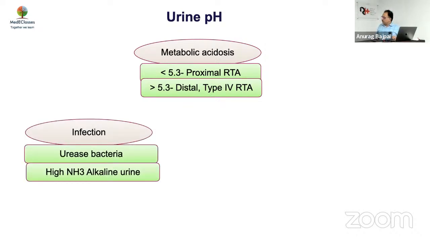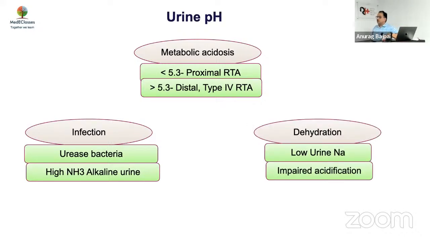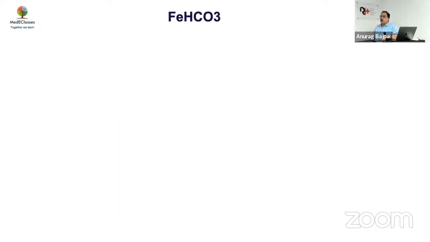Infection because of urease producing bacteria, which cause high ammonia, may cause alkaline urine. Dehydration will also cause an impaired acidification in that scenario. So basically, you need to have a normal urinary sodium, and you need to have a normal urine routine microscopy before you do a urinary pH. Now, this is one test which we can do later on to confirm.